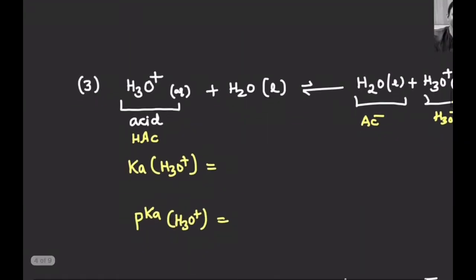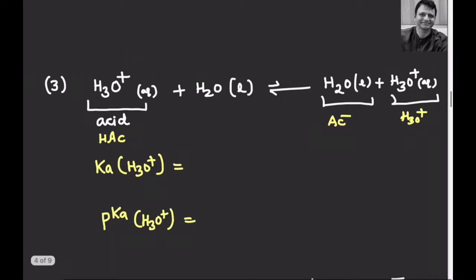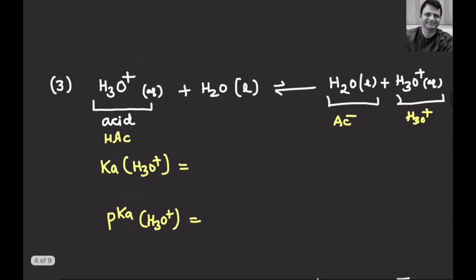Same way we are saying that H3O plus is acting like an acid. Like if acetic acid is added to water, it will form acetate ion and H3O plus ion. Similarly, when H3O plus is present in water, it will give H plus to water and it will convert into water and H3O plus ion.